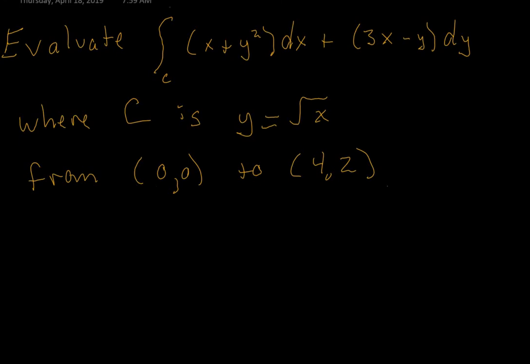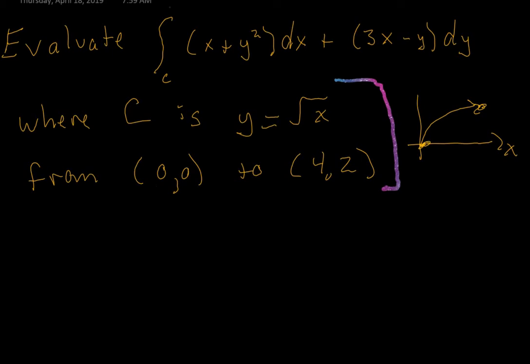We're going to evaluate a line integral for work now that's in differential form. We're given the line integral with the vector field written in differential form, and we're also given a curve, the square root graph from (0, 0) to (4, 2). So if I were to do a simple sketch, that would be from the origin, concave downward to the point (4, 2).